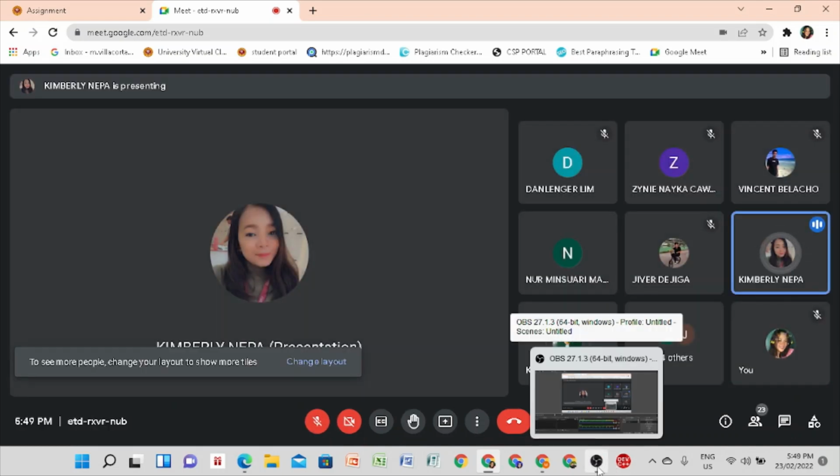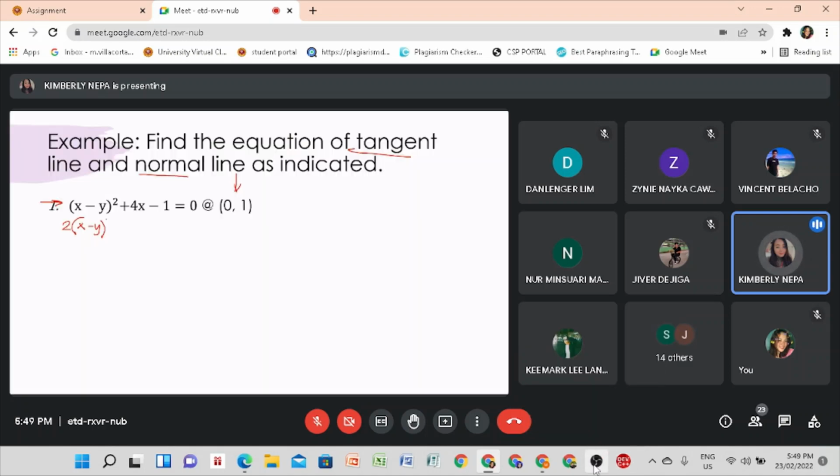Copy the base, x minus y. And then, since this is just raised to 1, right? Yes po. So what is the derivative of x minus y? 1 minus y prime. Yes po. Derivative of x is 1, derivative of y is y prime, right? Yes po. Plus derivative of 4x, 4. Derivative of 1, 0. So basically, it's just equal to 0, correct?